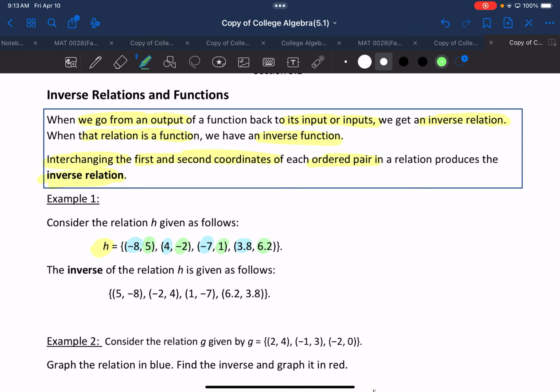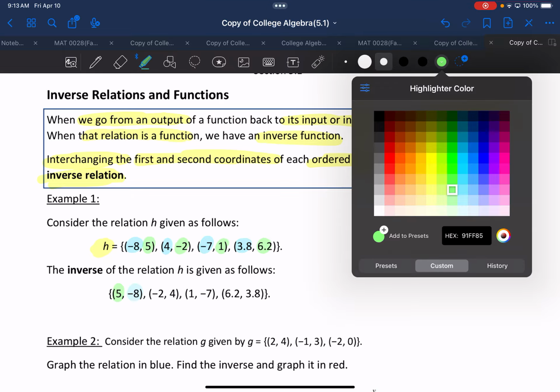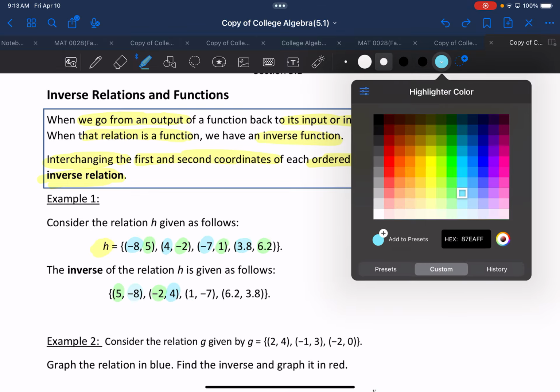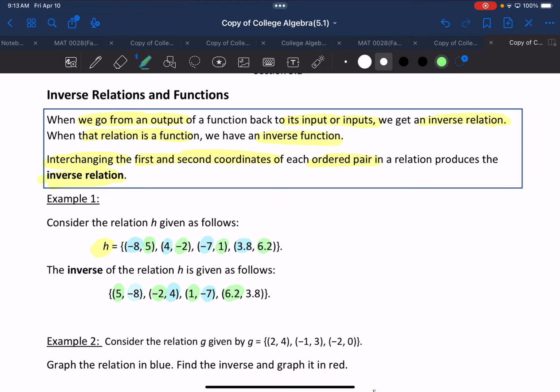So now 5 becomes my x value for my first ordered pair, and -8 becomes my y value. And then same thing with the rest of them. The second point was 4, -2, so now that would be -2, 4. And the next original point was -7, 1, so that will become 1, -7. And so forth. So I'm just switching the x and the y coordinates.